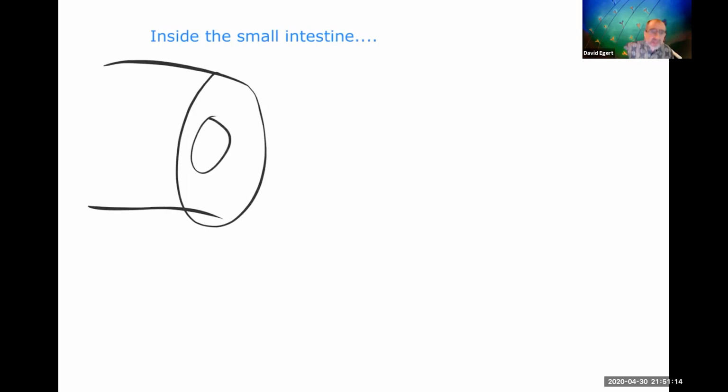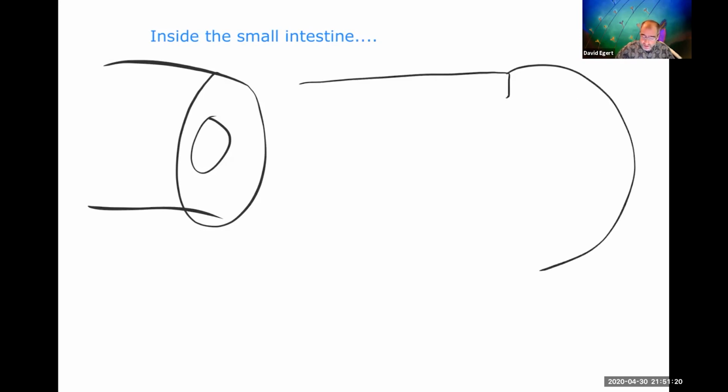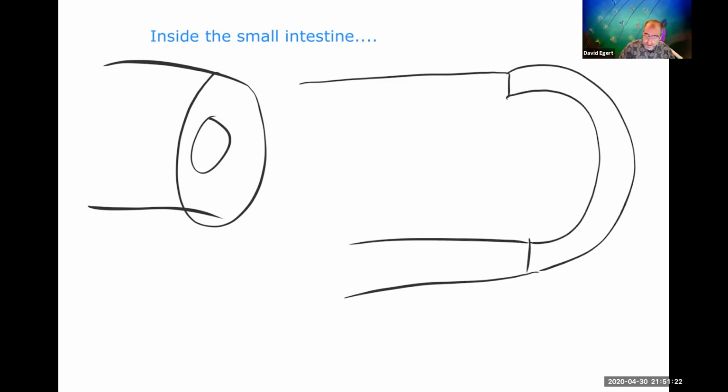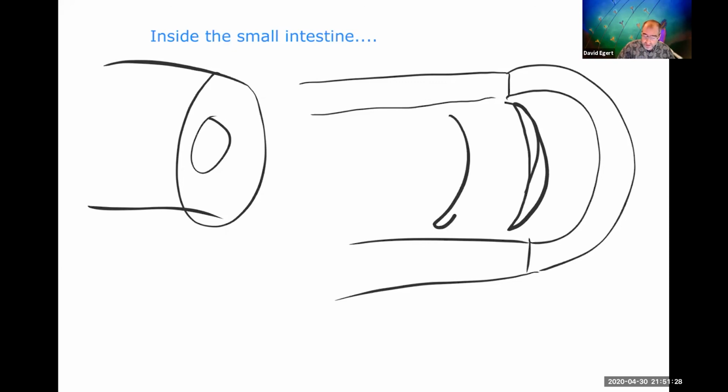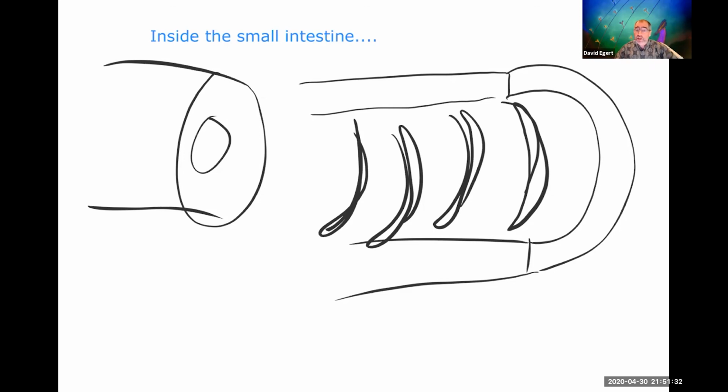The first thing that you see when you open it up, if we look at it as a cross section, you'll see these big ridges. These are like a quarter inch. You can really see them. There are these big floppy ridges. They're called the plicae circularis.